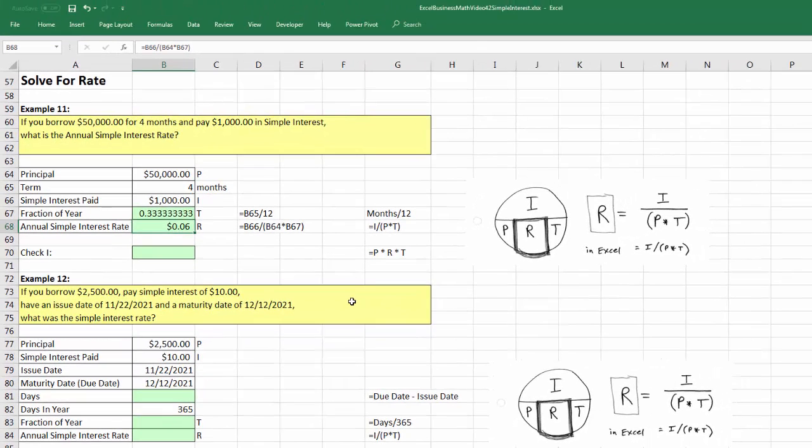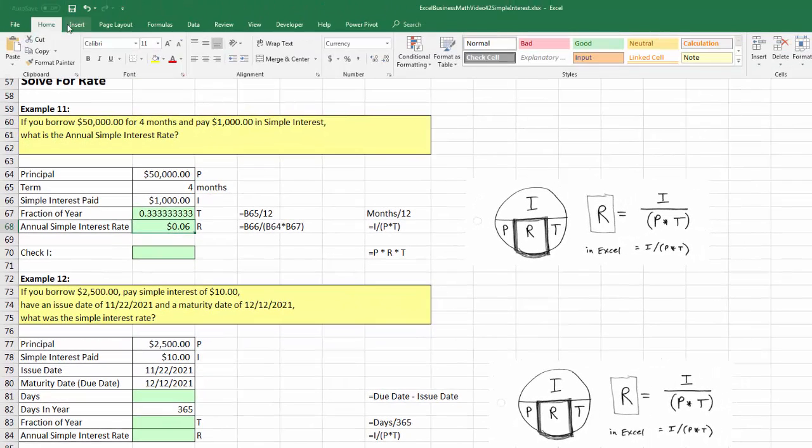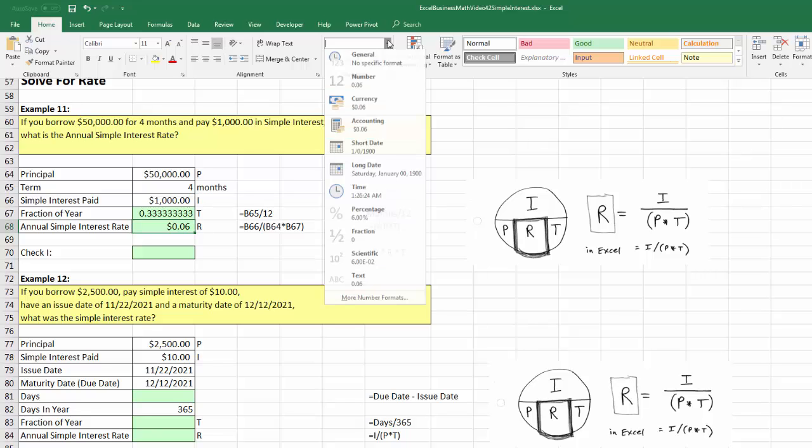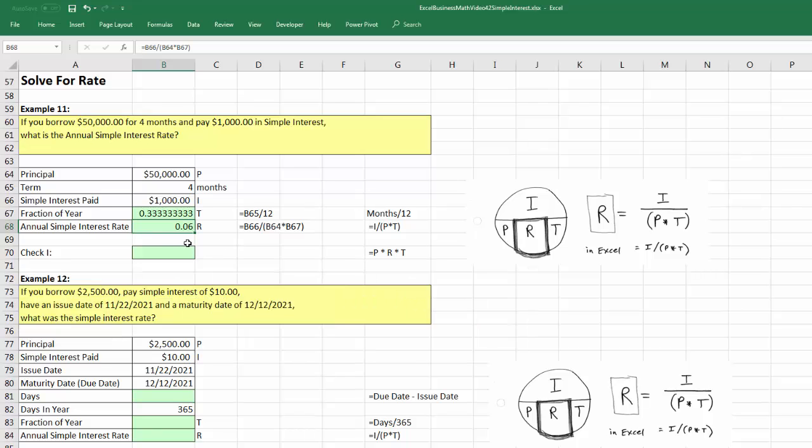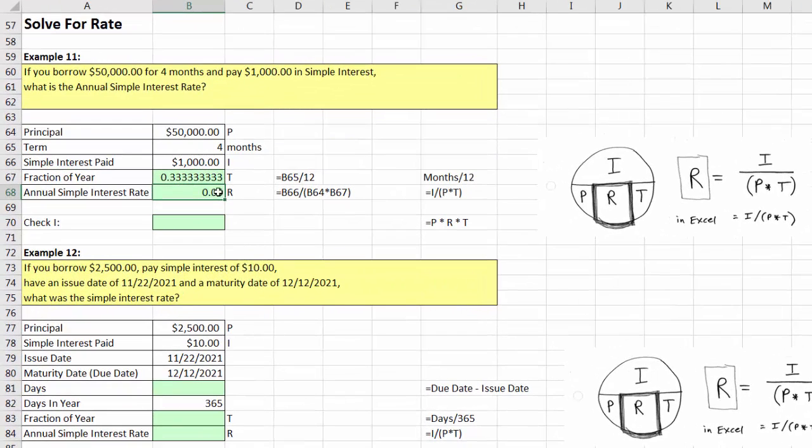If we apply our general number formatting, home, drop down general, or use our keyboard, Control-Shift-tilde grave accent, there it is, 0.06. We could add a percentage number formatting if we'd like. I'm definitely going to check it. I'll just use the interest formula, equals, hey, principal times, there's the rate I just calculated, times the time, fraction of a year. And sure enough, 1,000 bucks.